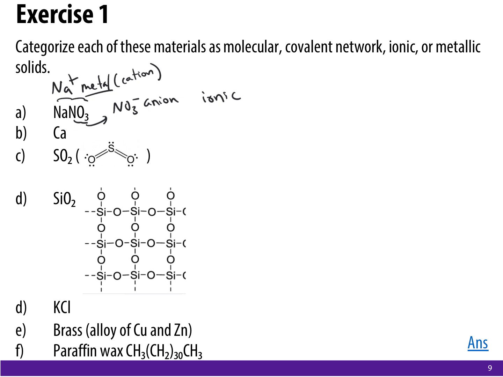Calcium, if we look at where it is on the periodic table, it's on that metal side of the periodic table. So that will be a metal, and you have metallic bonding.